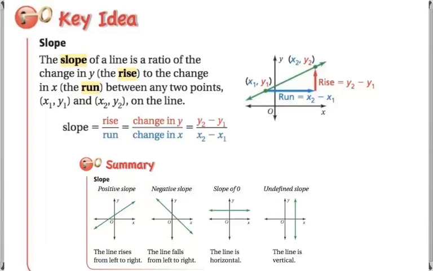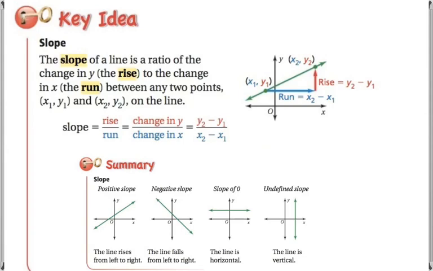In this video, we are going to go over slope. The slope of a line is the ratio of the change in y, what we call the rise, to the change in x, what we call the run, between any 2 points, (x1, y1) and (x2, y2), on the line. So we have our equation here, slope equals rise over run, otherwise known as change in y over change in x. And the formula we use to find it is (y2 minus y1) over (x2 minus x1).